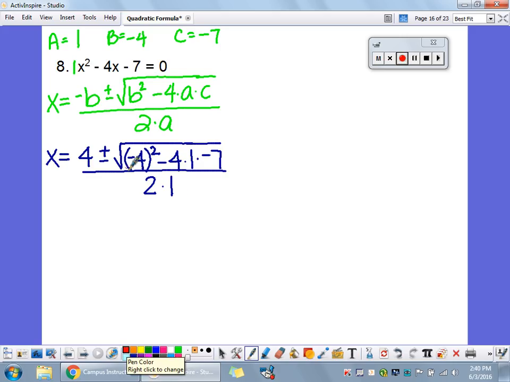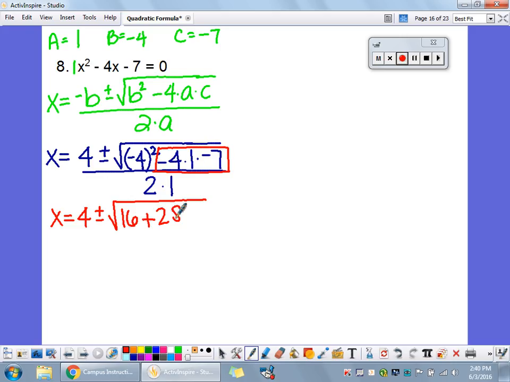Okay, so remember we want to start with the discriminant. So x equals 4 plus or minus the square root of anything squared is always going to be positive. So even though we're squaring a -4, remember, squaring something means take it times itself, so -4 times -4 is positive 16. And then remember, we want to multiply all of these three things together all at once. So -4 times 1 is -4 times -7 is positive 28. And the whole side is over 2. 2 times 1 is 2.